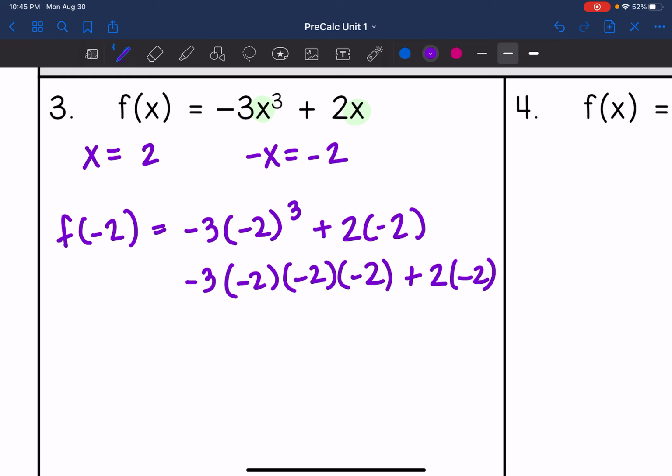So now it's a little bit easier for me to actually look at what I'm doing. So I'm going to go in order here. Negative 3 times negative 2 is positive 6. Times the negative 2 is now negative 12. But times negative 2 again is now a positive 24. Then plus 2 times negative 2 is negative 4. So I know it looks kind of weird, but this is pretty easy to solve.